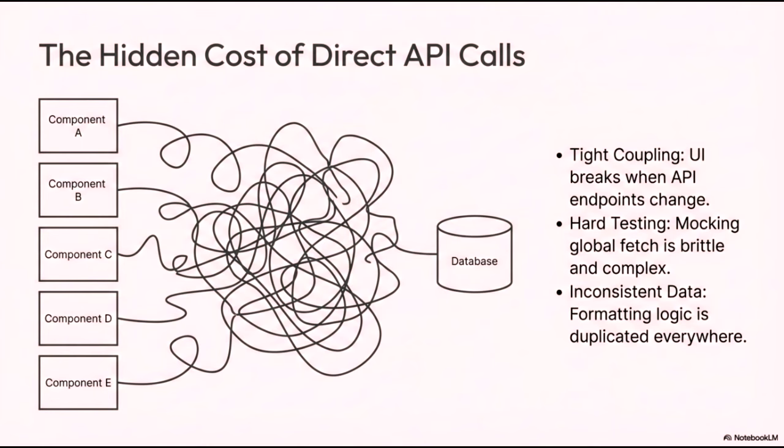The user interface becomes overly dependent on the specific structure of the backend, meaning any change to an API endpoint can cause widespread breakage across the front end. Second, it makes testing significantly harder. Mocking global fetch calls is brittle and complex, adding unnecessary friction to the development lifecycle. Finally, we encounter the problem of inconsistent data. When formatting and transformation logic is duplicated across multiple components, maintaining a single source of truth becomes nearly impossible, often leading to UI discrepancies and maintenance headaches.